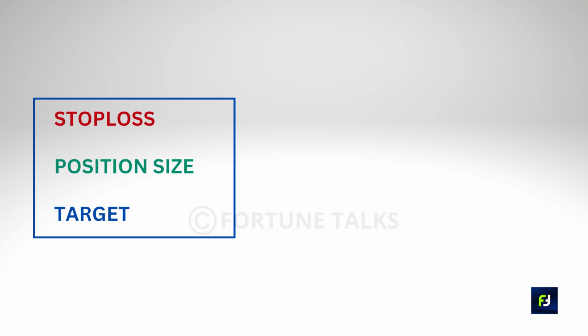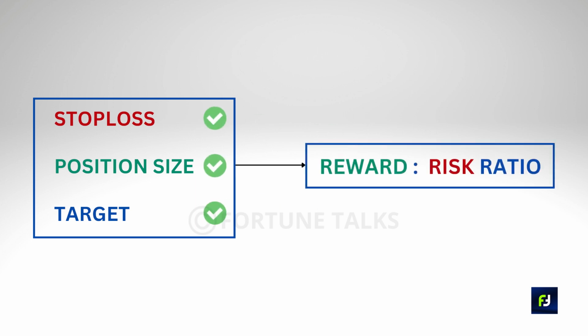Now once we have the stop loss, position size and target set, it is now time to analyze the reward to risk ratio of the trade, because by doing so we are setting our targets and stop losses with logic behind them and not just setting them for the sake of meeting the required reward to risk ratio.